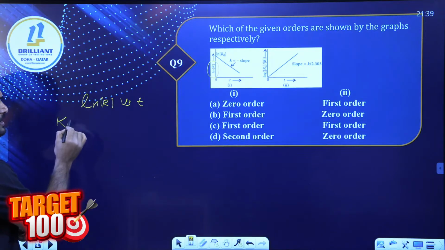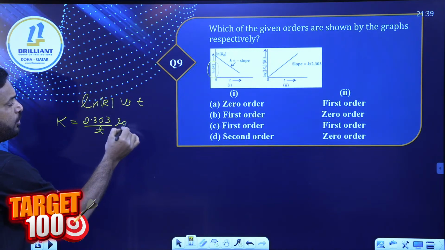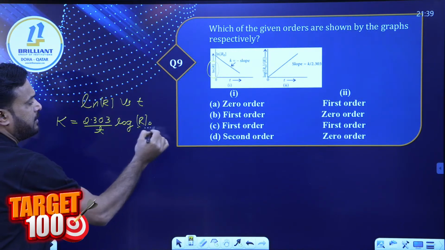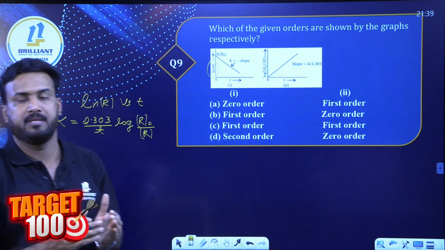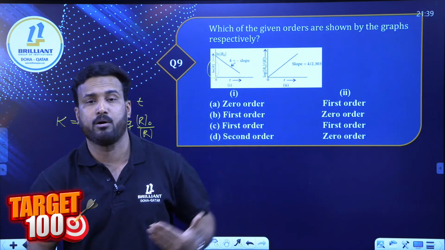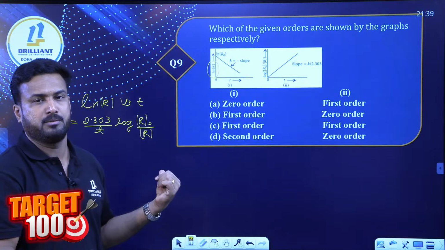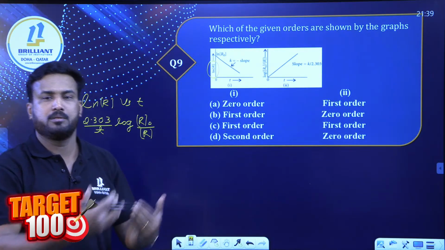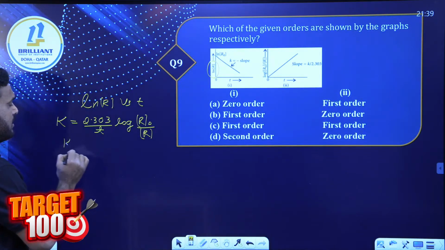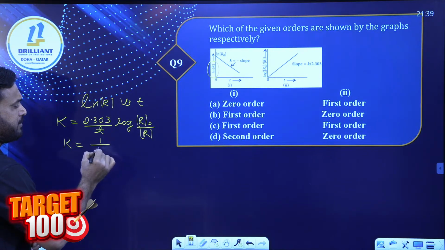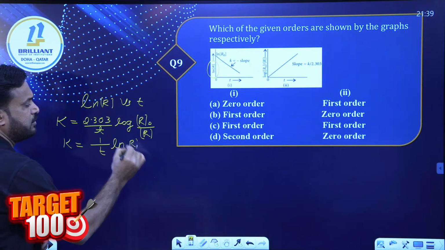See, we have the general equation k equals 2.303 divided by t log [R]0 divided by [R]. This is our equation. See how this 2.303 came? That is because we converted ln into log base 10. That's why we are multiplying by 2.303. So you can ignore 2.303 if you are writing natural log ln. So I will write this equation as k equal to 1 divided by t ln [R]0 divided by [R].